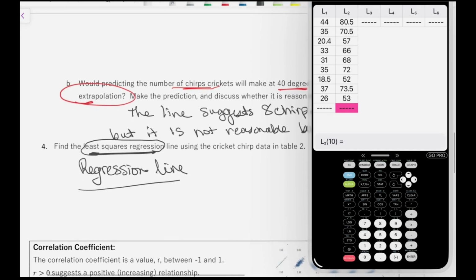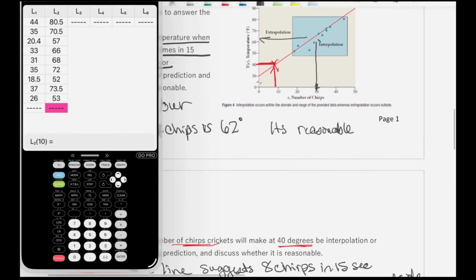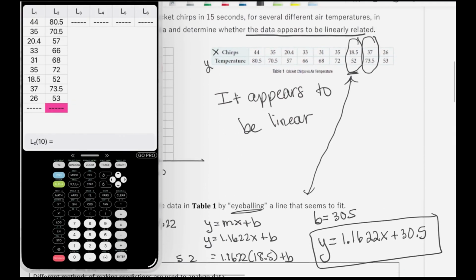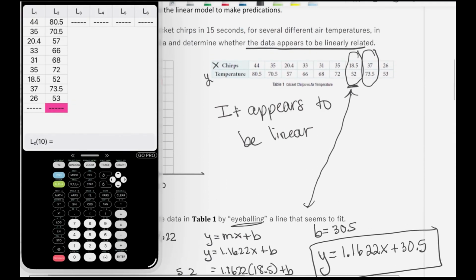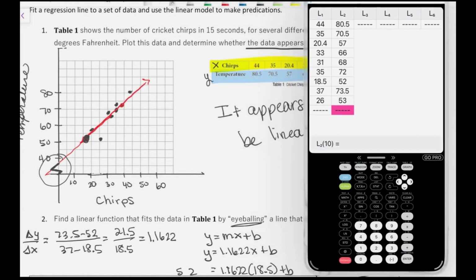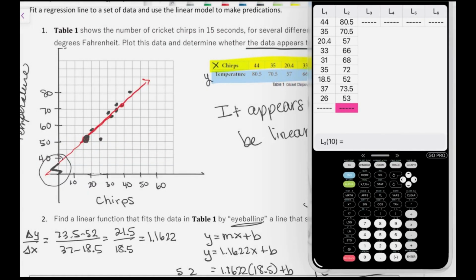My L1 column correlates with the number of chirps, so that's going to be my x's. My L2 column correlates with the y values. Okay, so I have them all in there. The next thing that we are going to do, now that we have those in there, is go second quit and get out of that screen.